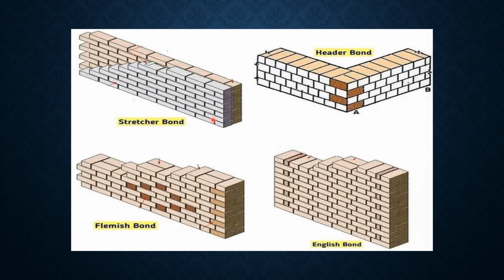Then these are the remaining bonds. First is stretcher bond. Here all the courses are formed by stretchers. Second, header bond. All the courses are formed with headers in front. And then this is the Flemish bond, with single Flemish and double Flemish, where there are alternate headers and stretchers in each course.